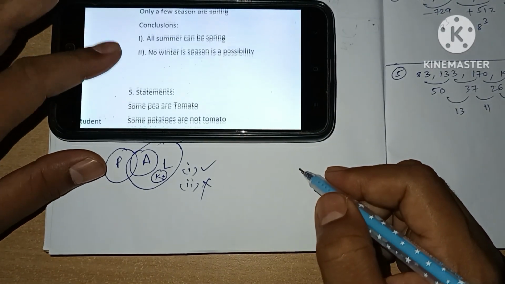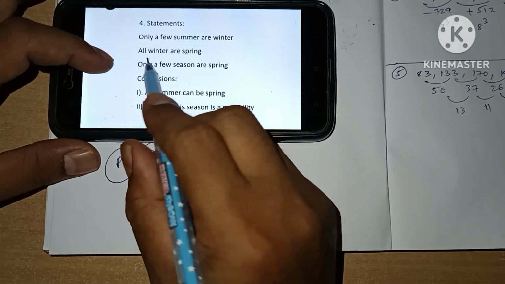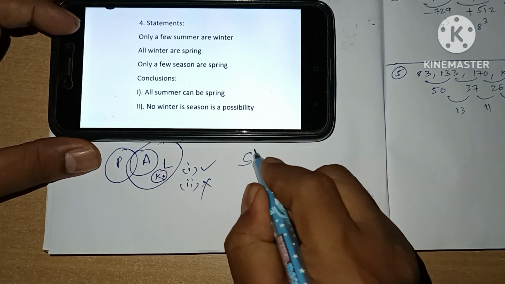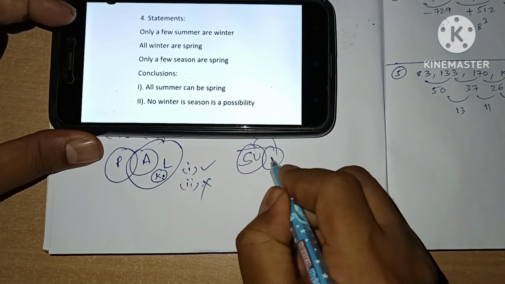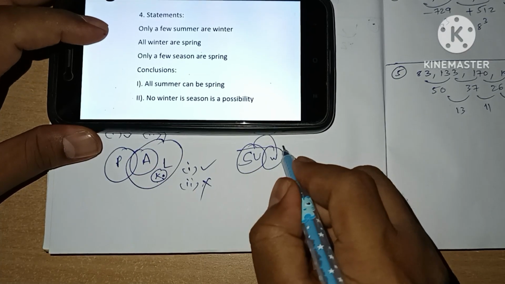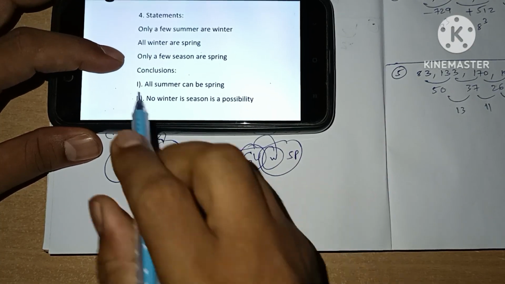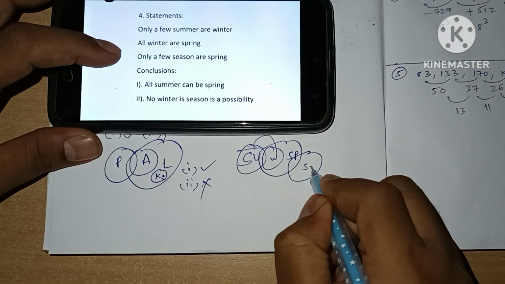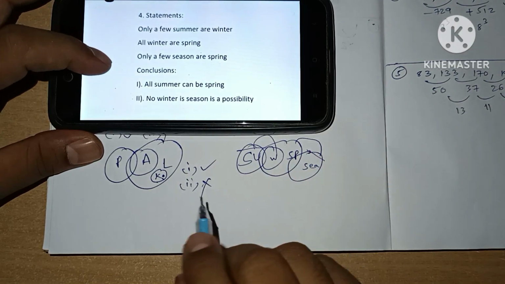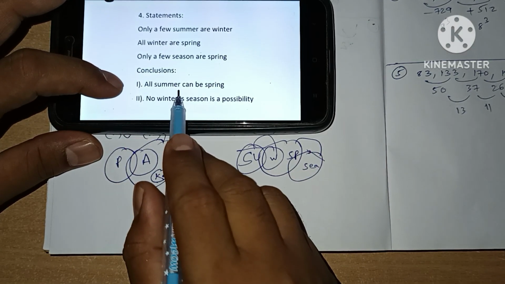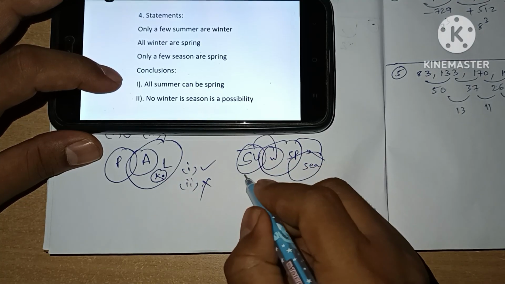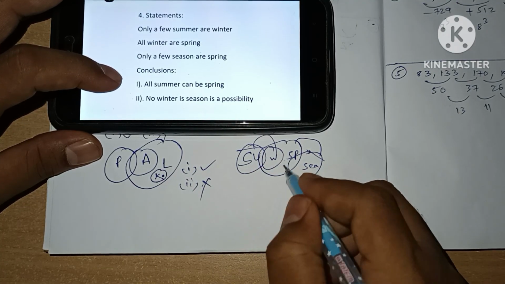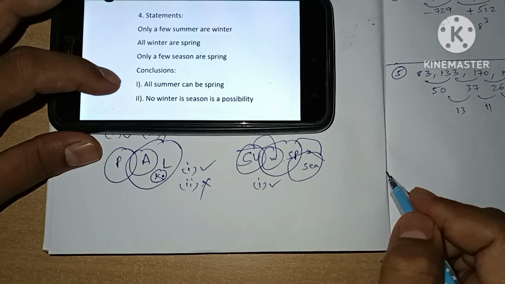Let's see the fourth question. Only a few summer are winter. All winter are spring. Only a few season are spring. Let's see the conclusions. All summer can be spring. All summer can be placed inside spring. Yes, it is possible. So the first conclusion will be true.